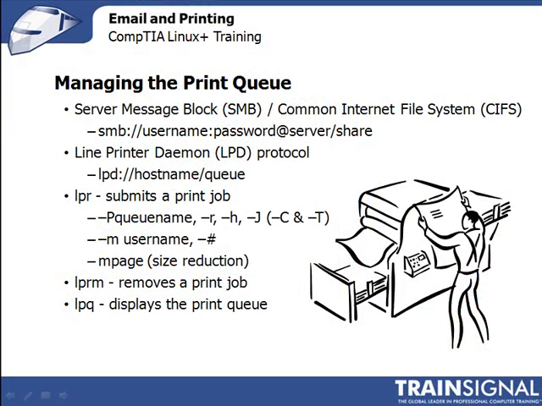Many of today's networks have a combination of Windows and Linux boxes. And Server Message Block, or SMB, and Common Internet File System, or CIFS, allow for file and printer sharing between them. To print to a Windows machine from Linux, you must provide a password, a server name, and a share name in the format SMB://username:password@ followed by the name of the server or the share.